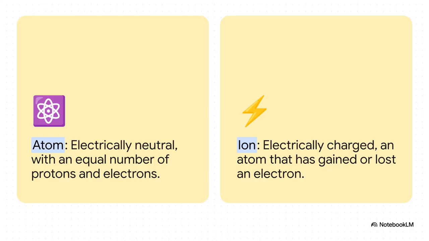And here's the tiny, tiny change that makes all the difference. A normal, stable atom is neutral. It's got the same number of protons and electrons, so it's balanced.